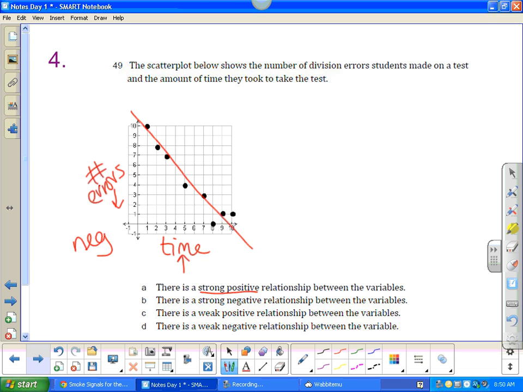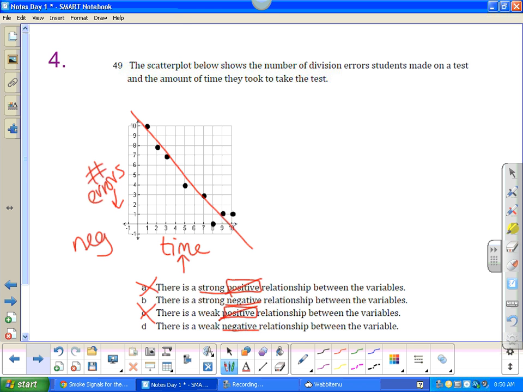So it says strong positive. It's not a positive relationship. Strong negative? Yes. Well, the negative part at least. Weak positive? No, it's not a positive relationship. Weak negative? Yes, we're negative. So it's either B or D because it's a negative relationship. So now you have to decide if it's strong or if it's weak.